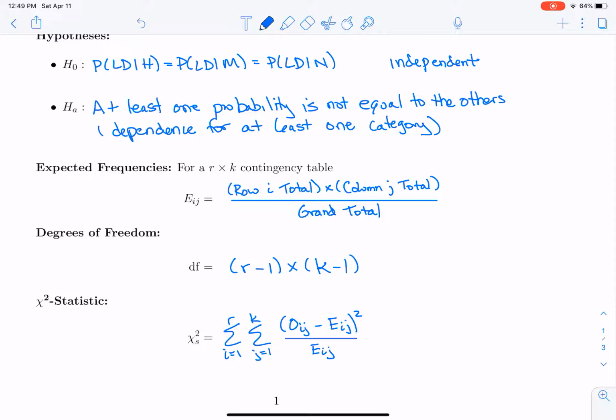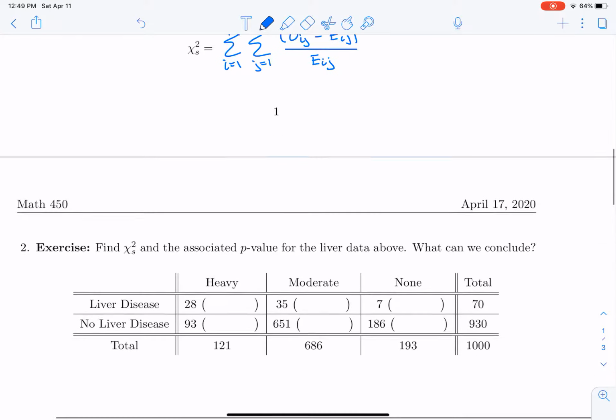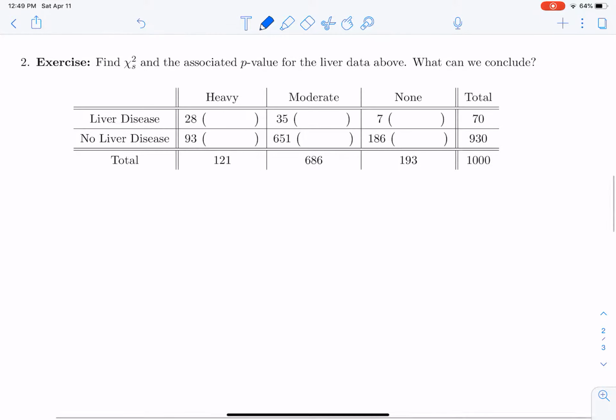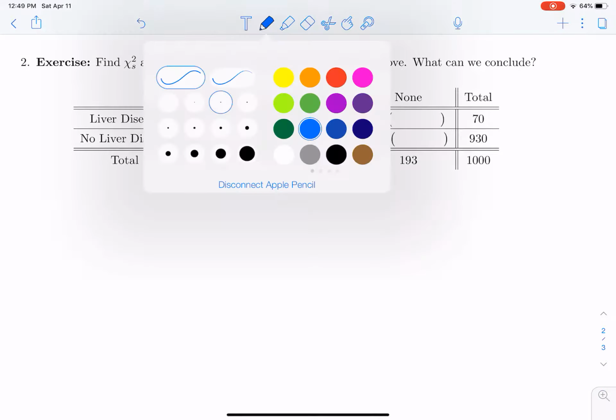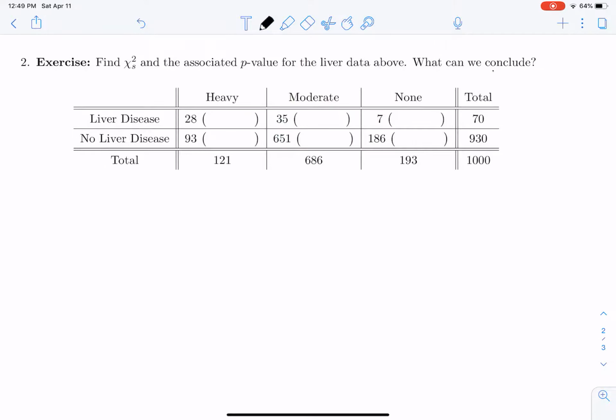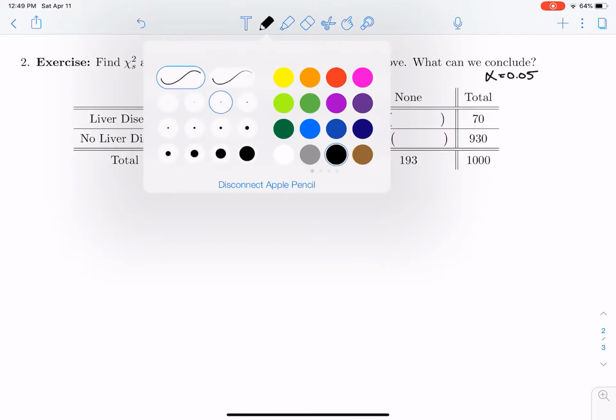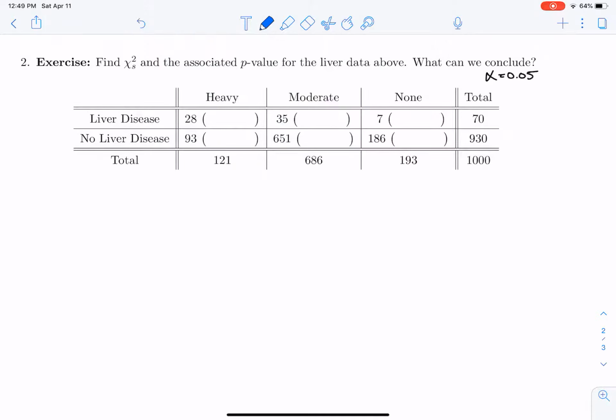So now we want to move back to our example and conduct this test. We want to find the chi-squared statistic and the associated p-value for the liver data above, and then ask ourselves, what can we conclude? I'm going to add right here that alpha is going to be 0.05. In order to do this, we're going to have to compute the expected frequencies.